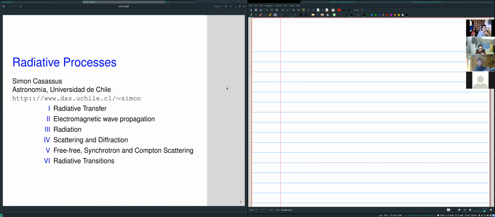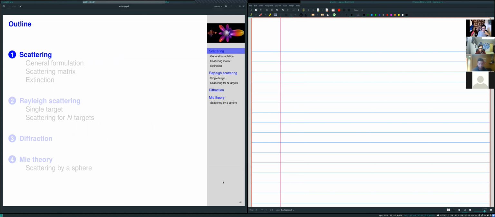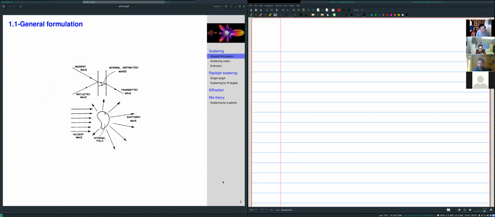Okay, let me briefly recap on scattering and the general formulation of scattering. This I didn't do so well last time, so let me bring up the sketches, and I think it'll become clearer right away.